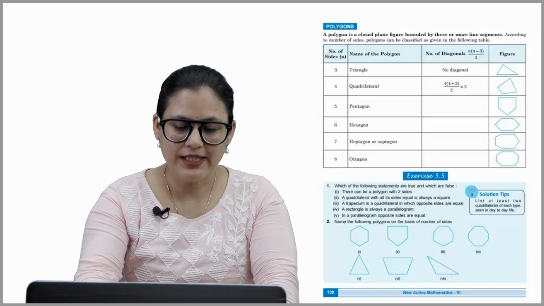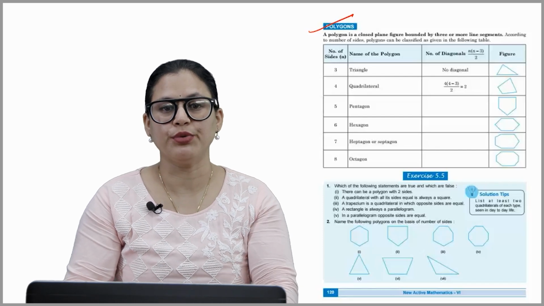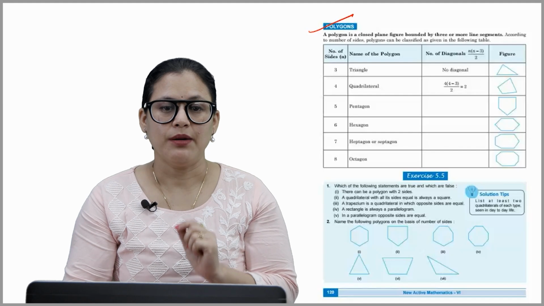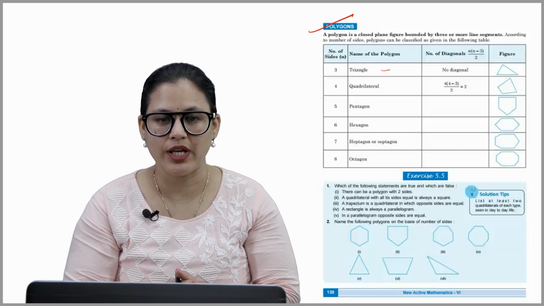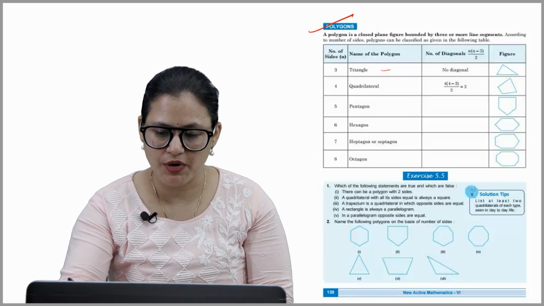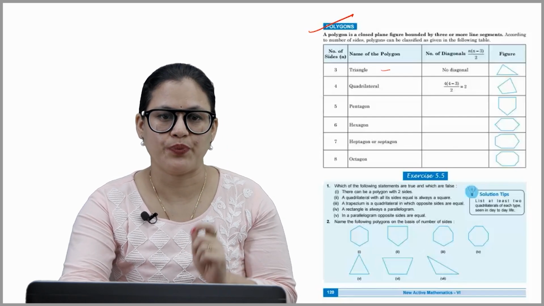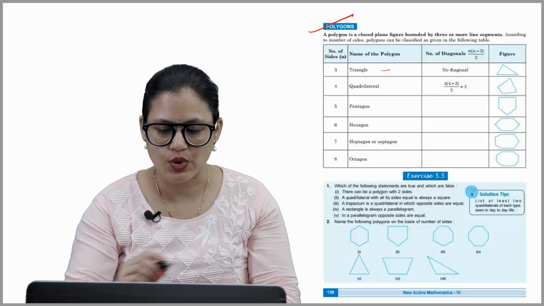Polygons. A polygon is a closed plane figure bounded by 3 or more line segments. According to the number of sides, polygons can be classified as given in the following table. See, the name of the polygon is triangle, number of sides it has is 3. And for the number of diagonals, there is a formula: n times (n minus 3) by 2. So triangle has no diagonal. Quadrilateral has 2 diagonals.